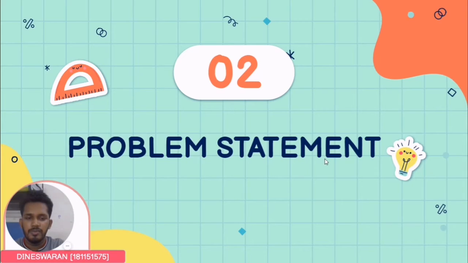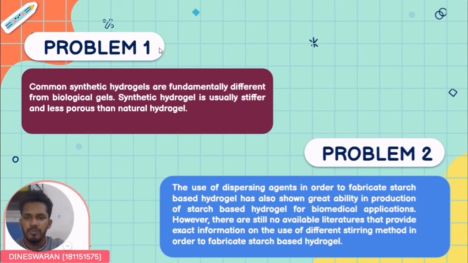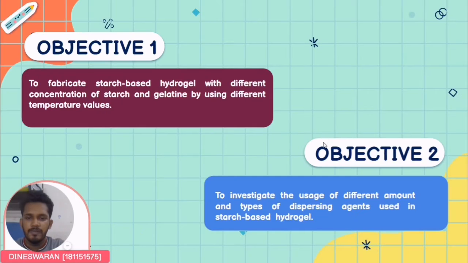So for the problem statement part, the first problem we identified is that common synthetic hydrogels are fundamentally different from biological gels. Synthetic hydrogel is usually stiffer and less porous than natural hydrogel. For problem 2, it is about the use of dispersing agent in order to fabricate starch-based hydrogel, as it also shows a great ability in production of starch-based hydrogel. However, there is still no available literature that provides exact information on the use of different stirring methods in order to fabricate starch-based aerogel.